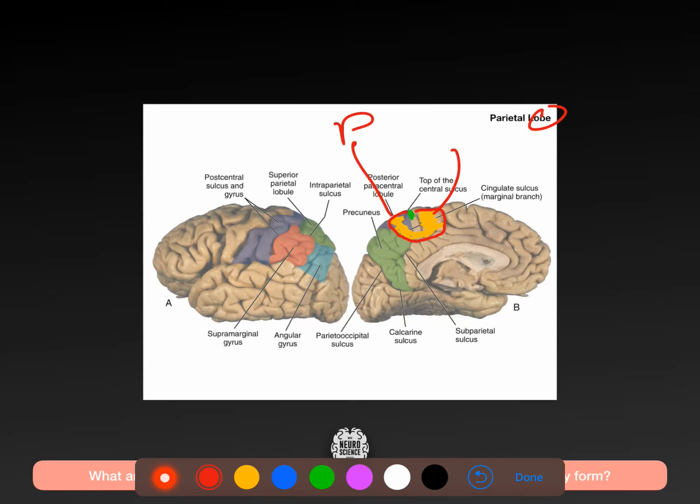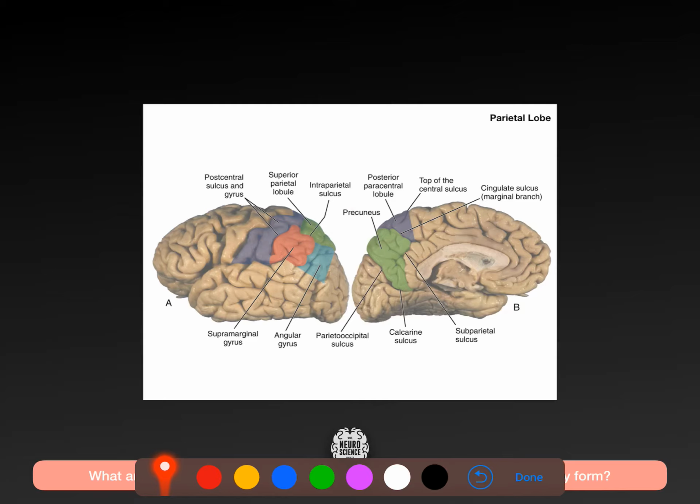What we then have, if I just erase this drawing here, is we have the precuneus. So we have the cingulate gyrus and a marginal branch of the cingulate sulcus. The marginal branch of the cingulate sulcus comes off here and divides the posterior paracentral lobule from the precuneus.